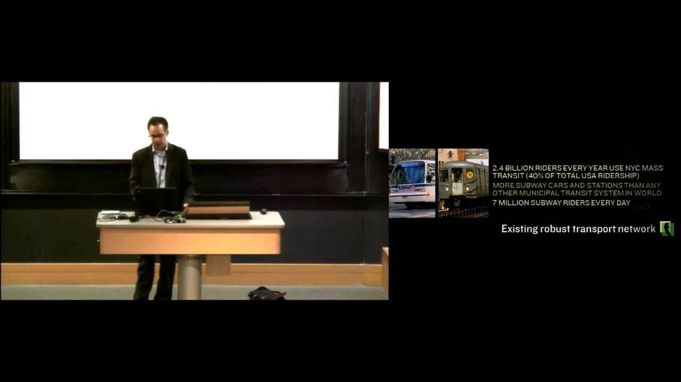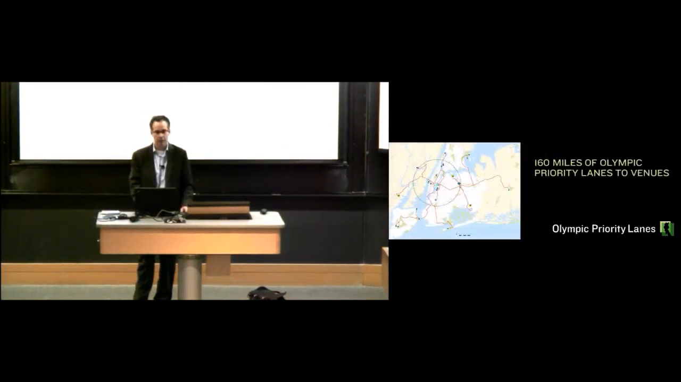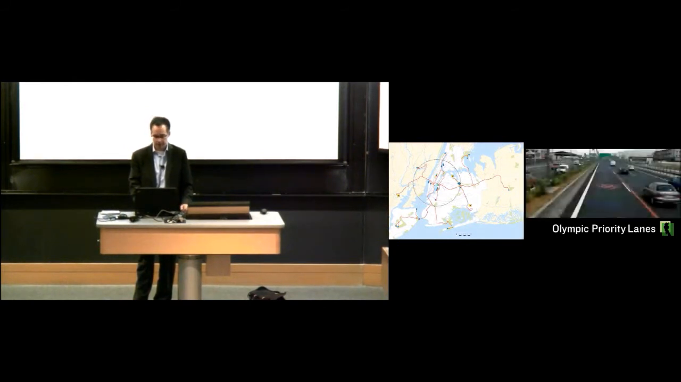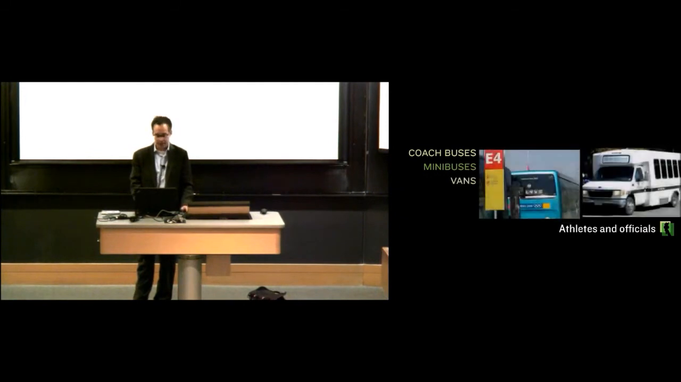So New York City has a very robust transport network, and that was something that we were trying to use, to have all of the facilities located so you could reach them on mass transit. There's Olympic lanes. This is an image from one of the athlete buses I was on in Athens, where you could see, under penalty of people being arrested, nobody drove in these lanes, and it kind of worked in Athens.